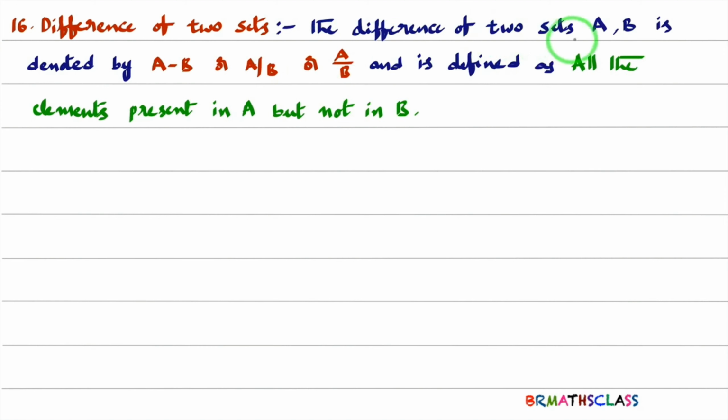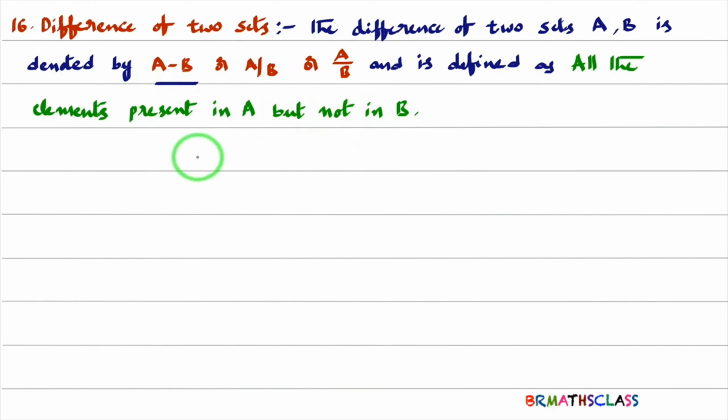The difference of two sets A, B is denoted by A minus B, or A by B. This is the notation of difference of two sets. Generally we use this notation. The difference of two sets A, B is denoted by A minus B. And A minus B is defined as all the elements present in A but not in B. What is A minus B? A minus B is defined as all the elements which are present in A but not in B.